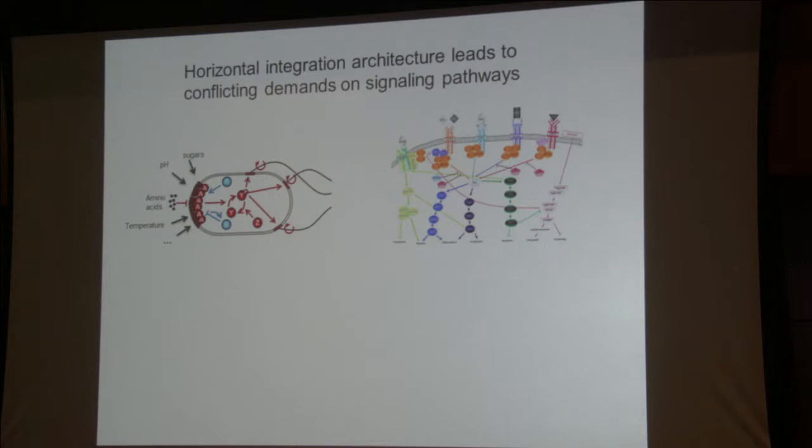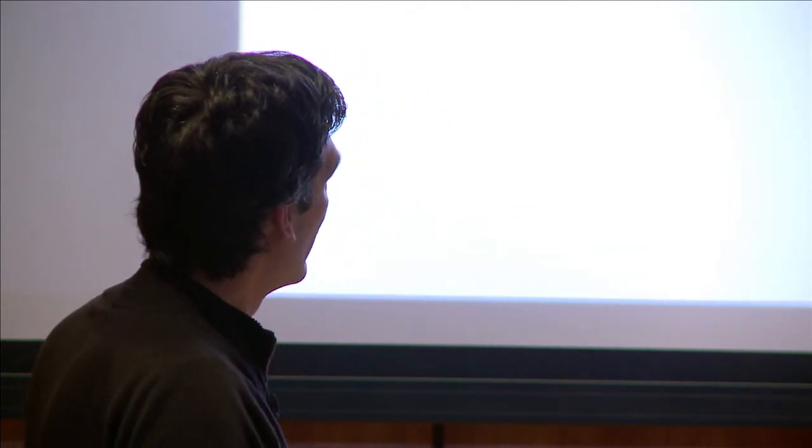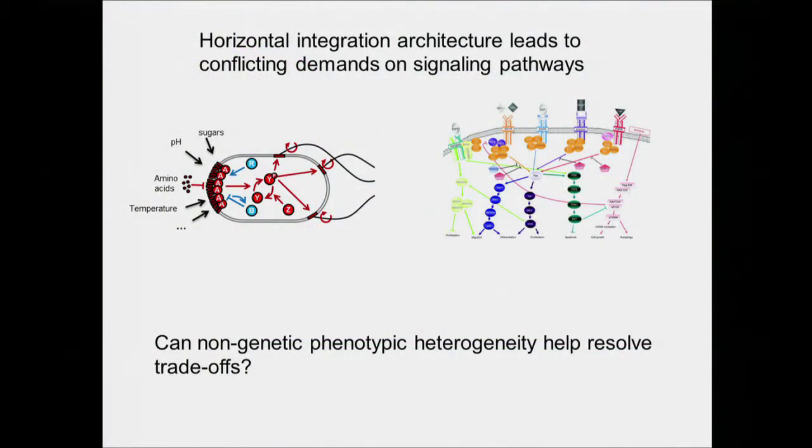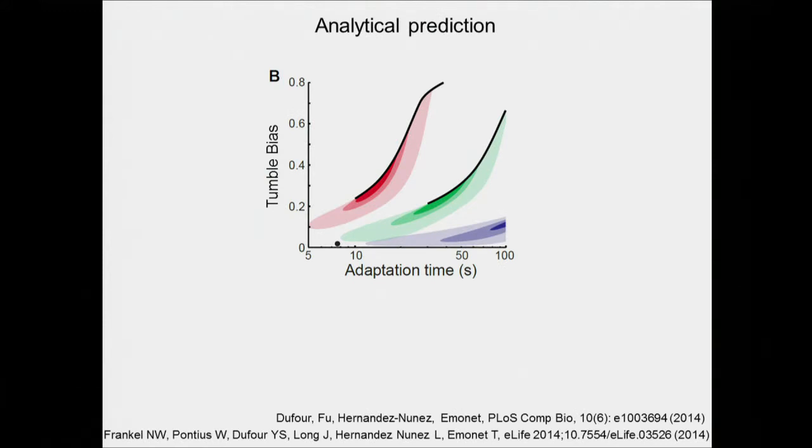You can always make a receptor that can sense something new. But if this new signal has very different statistics, then you have a problem when you need to interpret it. And so one question is whether cell-to-cell, or non-genetic, phenotypic heterogeneity might help resolve those trade-offs. Theoretically, we can look at that question. Where would you want to be in this parameter space of adaptation time and tumble bias? If you need to climb a very steep gradient, you want to have short memory and tumble a bit more than if you need to be in a shallow gradient, which would be the blue region. And this is for an intermediate. Now, the dark region here is showing where you would want to be if you need to be at the 99th percentile of your maximum speed.